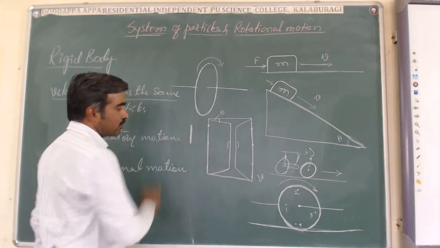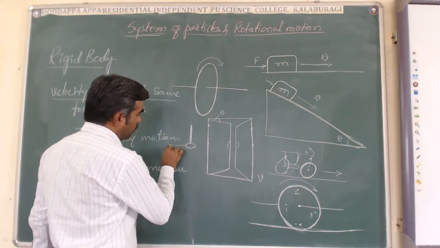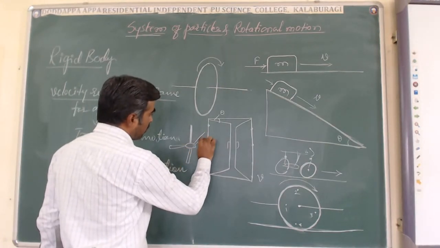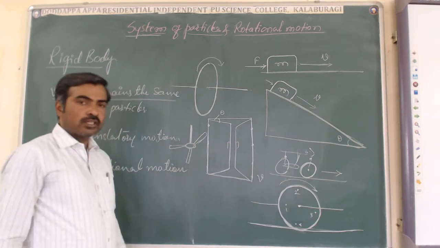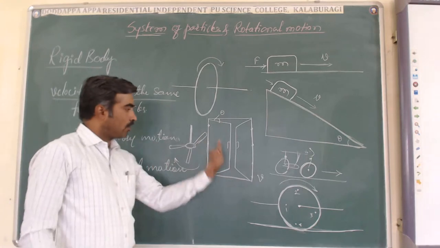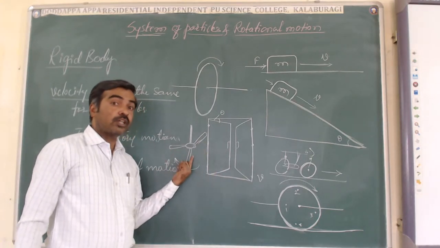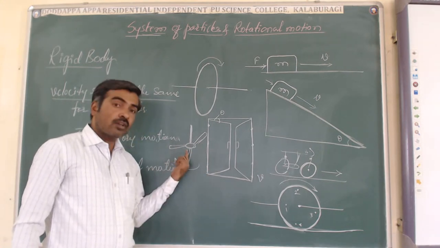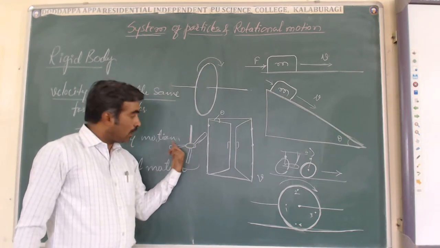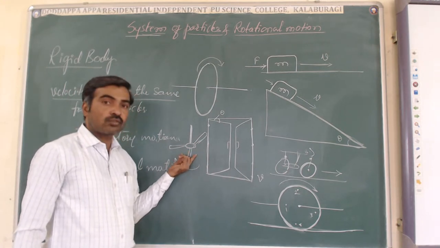we have a rod for the ceiling fan, then we have a disc, then we have the blades of the fan. When this fan starts rotating, it rotates. I am talking about rotational motion along this fixed axis. It is a rod, and around this fixed axis the fan is rotating. So this is rotational motion.